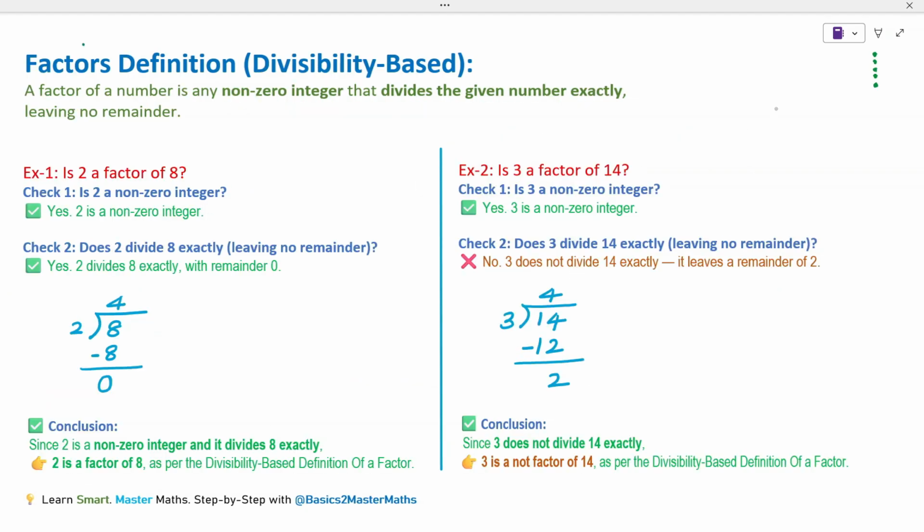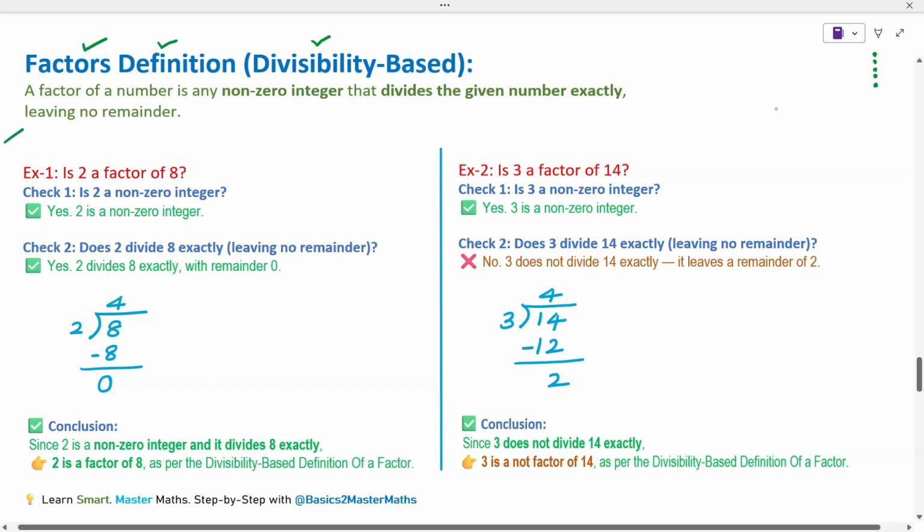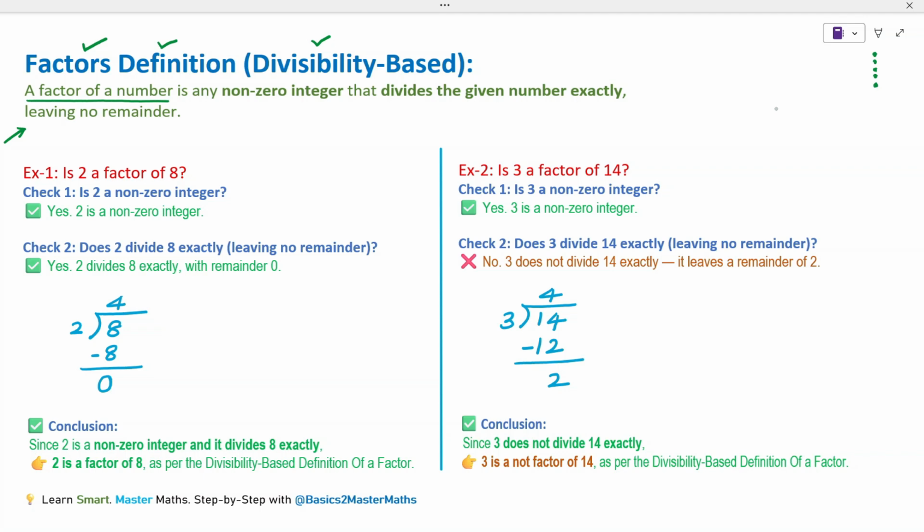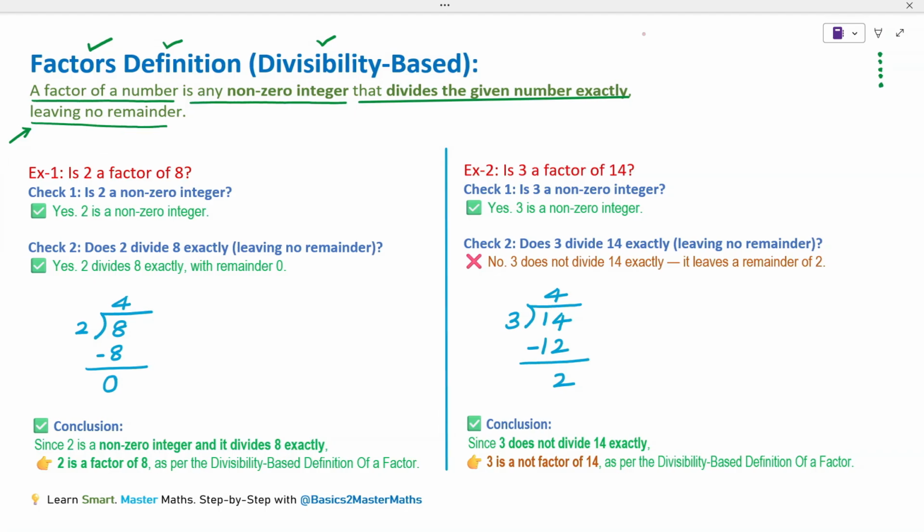Now, let us move on to factors definition based on divisibility. It says that a factor of a number is any non-zero integer that divides the given number exactly, leaving no remainder. Got it? Now, let us understand this definition with examples.